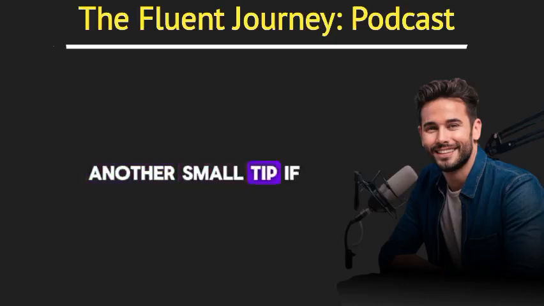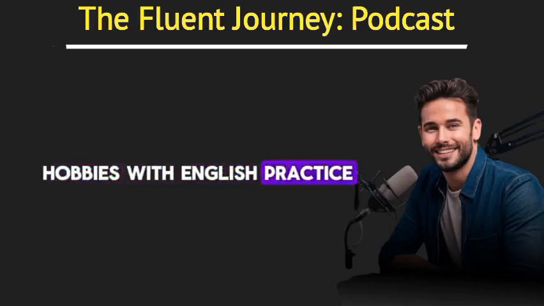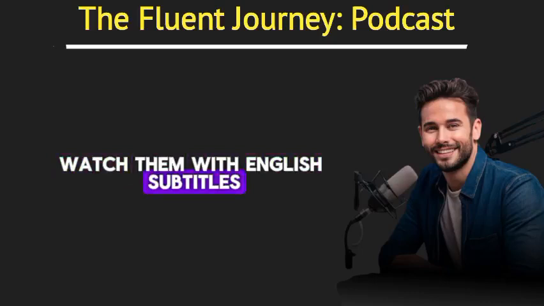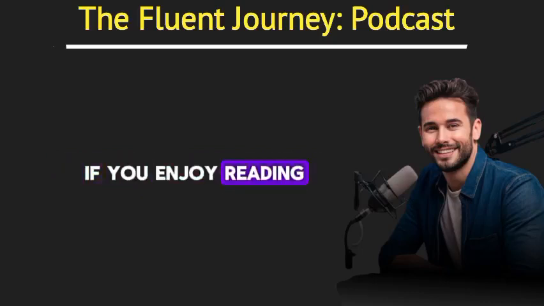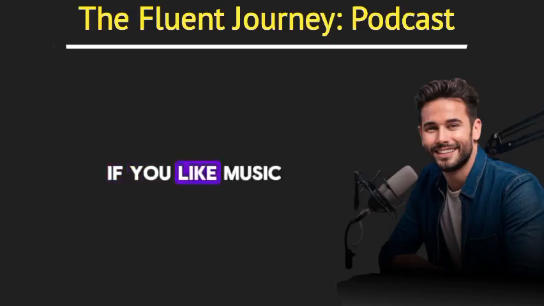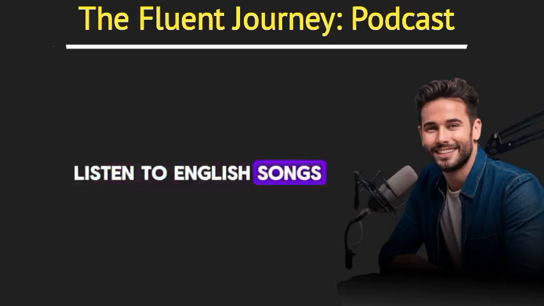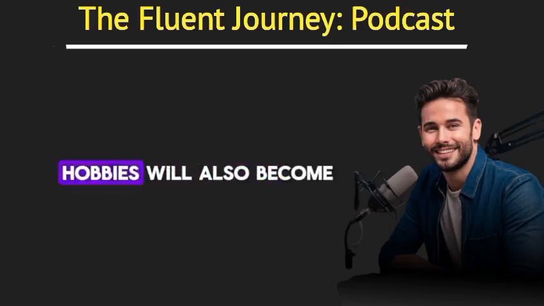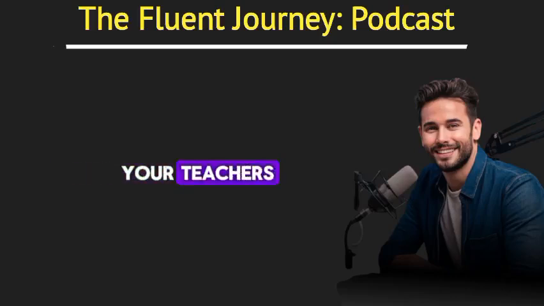Another small tip: if you want to improve your English, try to connect your hobbies with English practice. For example, if you like watching movies, watch them with English subtitles. If you enjoy reading, read short English books. If you like music, listen to English songs and learn the lyrics. In this way, your hobbies will also become your teachers.